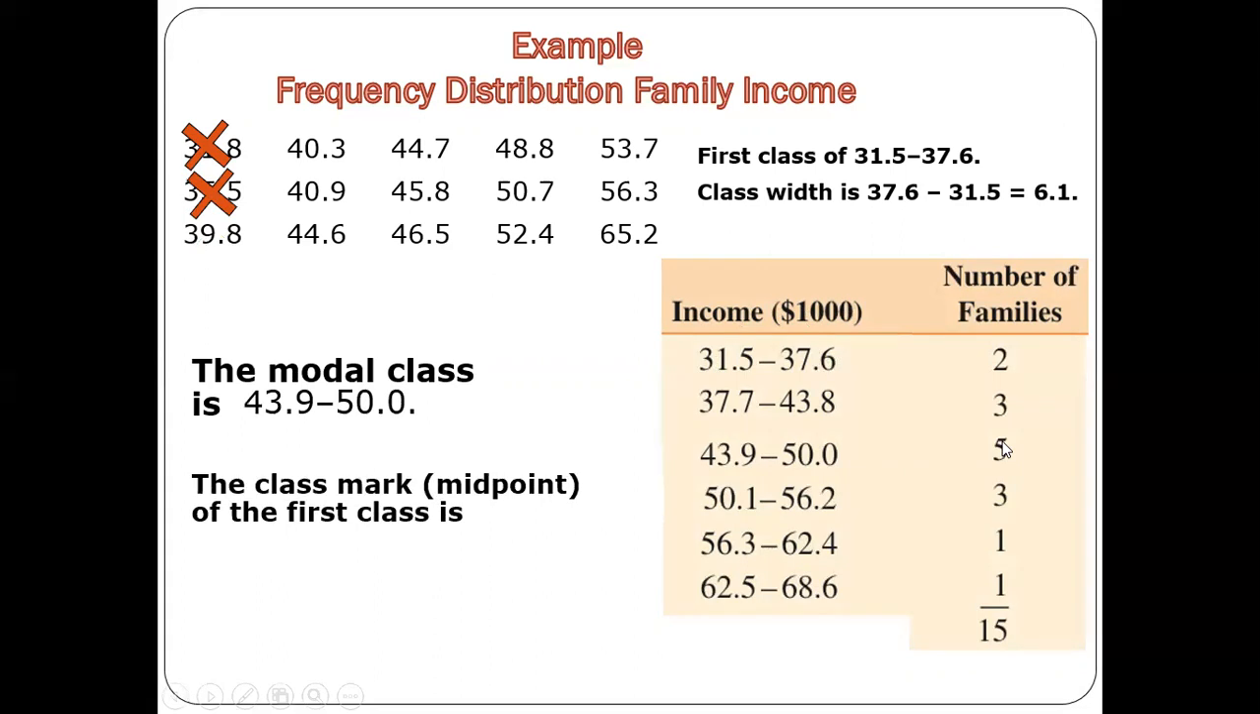We can also obtain our class mark, that's the midpoint, which is obtained by taking the lower class limit and the upper class limit divided by 2. This value is important in calculating the mean and standard deviation.